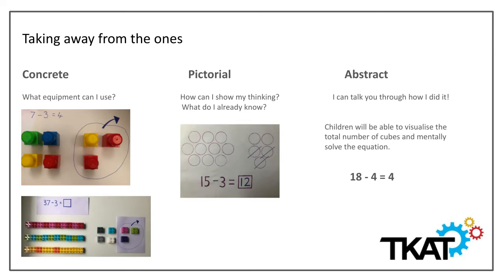Moving on from the concrete stage, the children will be able to represent the objects pictorially and, as in the middle image here, cross off the amount they are subtracting. 15 subtract 3 is equal to 12. Finally, this will become a mental image for the children, which means they will be able to visualize the total number of cubes or pictures and mentally solve the equation.